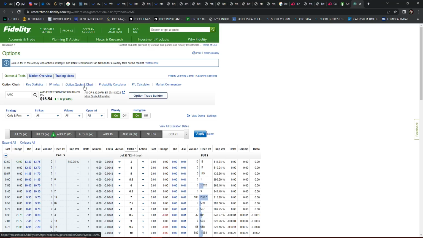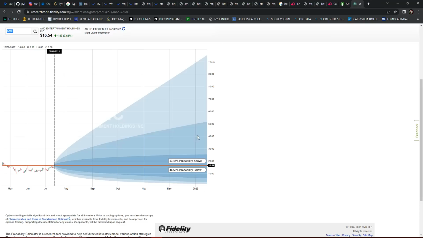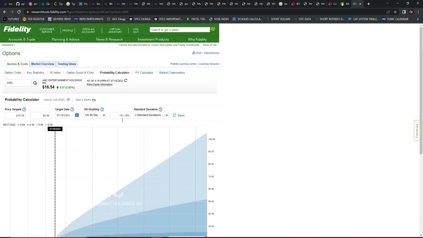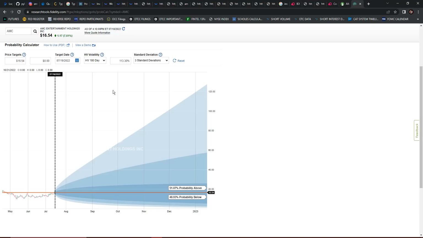And when we look at the probability calculator, what does it say? Change the date. We're looking at the HV90, okay? If we look at the HV180, obviously it goes down a little bit, but as always, it's basically a coin flip. 51.07% above and a 48.93% chance to close below where we did today, according to the Fidelity calculator.